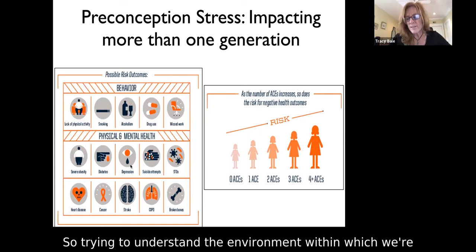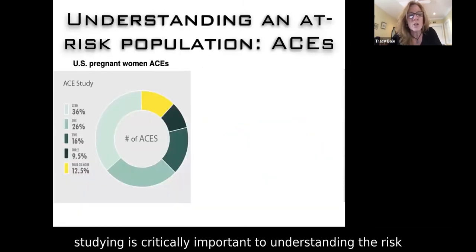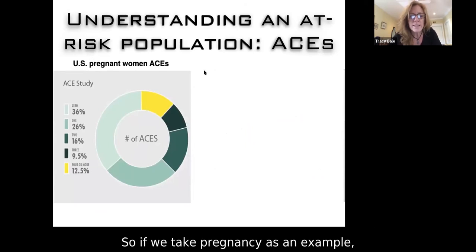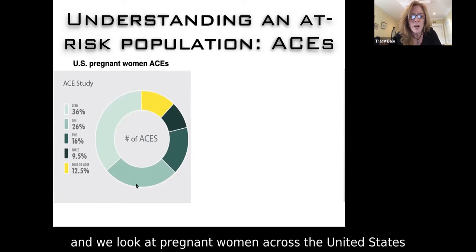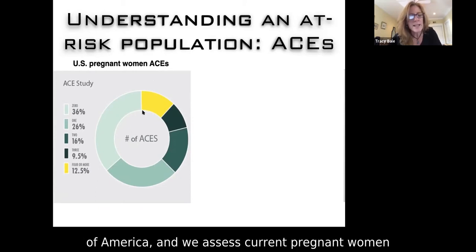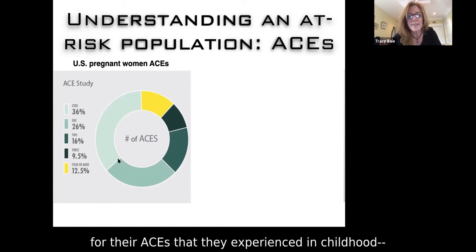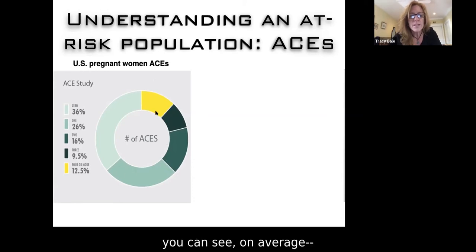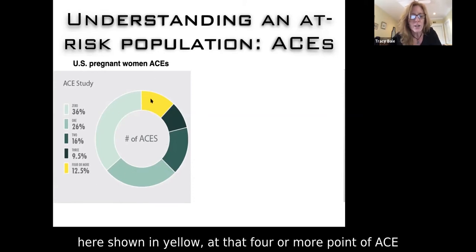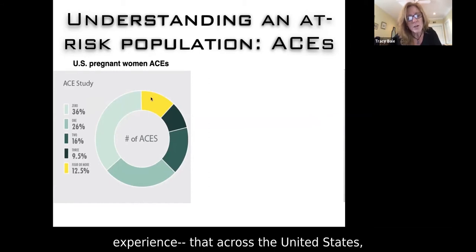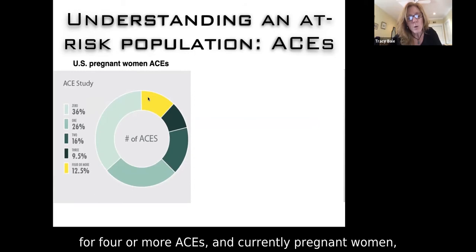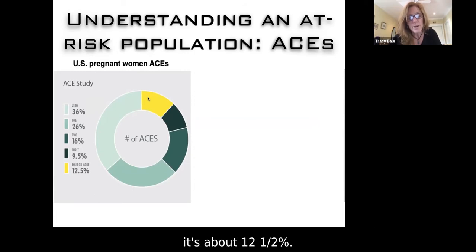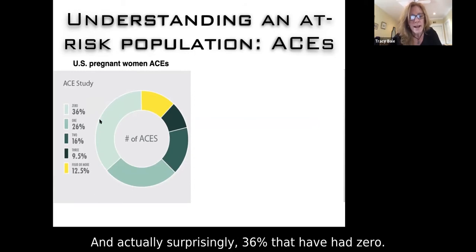So trying to understand the environment within which we're studying is critically important to understanding the risk factors. If we take pregnancy as an example, and we look at pregnant women across the United States of America, and we assess currently pregnant women for the ACEs they experienced in childhood, you can see on average, shown in yellow at that 4 or more point of ACE experience, that across the United States, for 4 or more ACEs in currently pregnant women, it's about 12.5%. And actually, surprisingly, 36% have had 0.